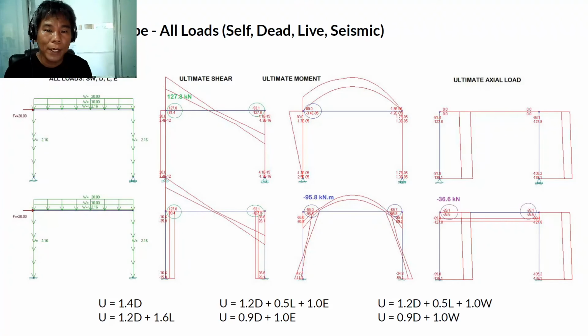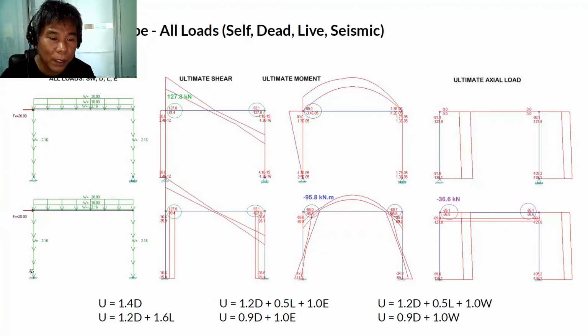So if we have to combine that one, as I mentioned in the strength design method, we use the load factors, 1.4 dead load, 1.2 dead load plus 1.6 live load, and the rest of the load combinations. If we combine everything, these are the result. So as you can see, the ultimate moment from the first frame, the moment is 80. Here, the moment is negative 95.8. So we will be using the maximum moment.